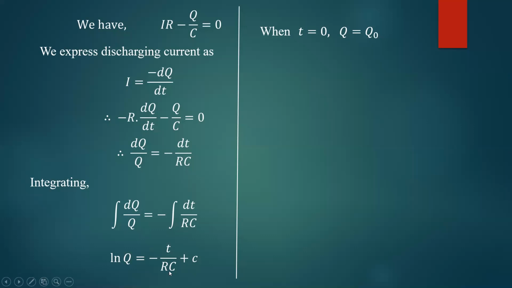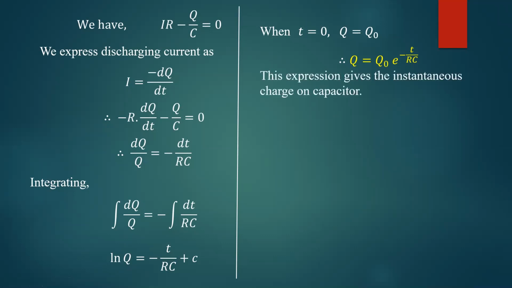So at t is equal to 0, this becomes 0. So c will be equal to ln of q naught. So take the ln of q naught to the other side and simplify it. This is a logarithmic equation. To convert that into an exponential equation, you will get q is equal to q naught into e to the power minus t by RC. Okay, this is the expression for charge during the discharging of the capacitor.